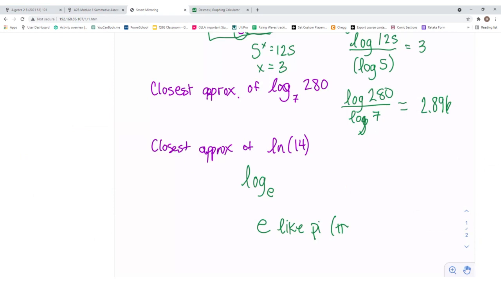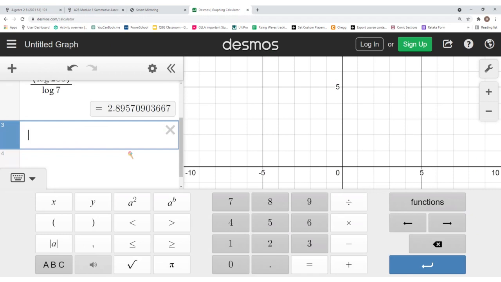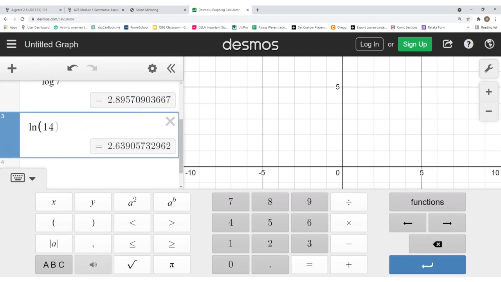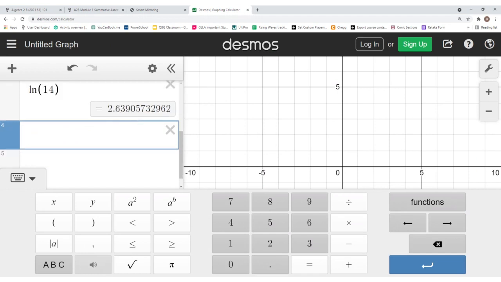So log base e of 14. But the nice thing is you can just type in your calculator ln of 14 and it'll find it for you. So we're going to go to Desmos and do ln for the natural log of 14. And then there you go. So we got 2.639.